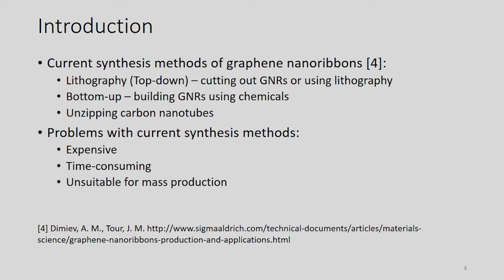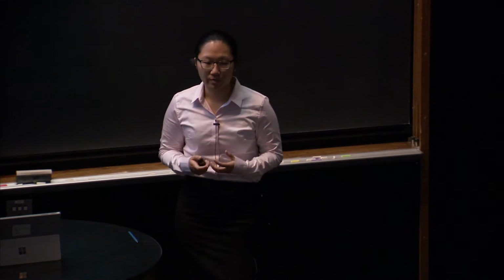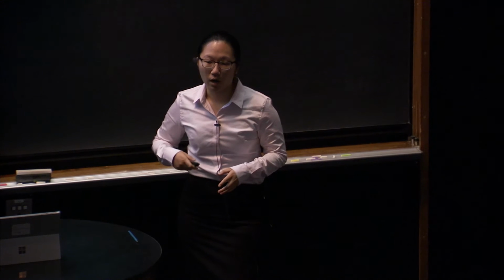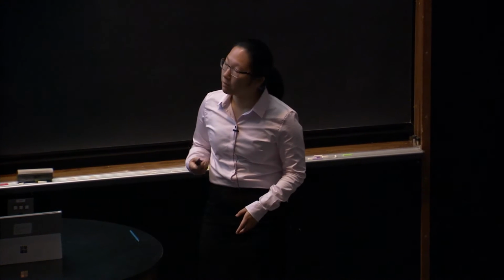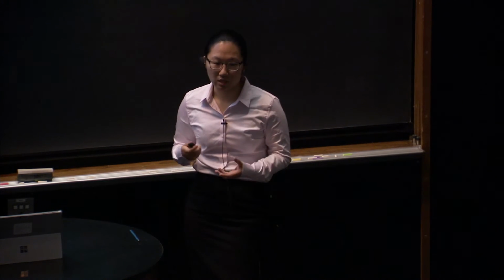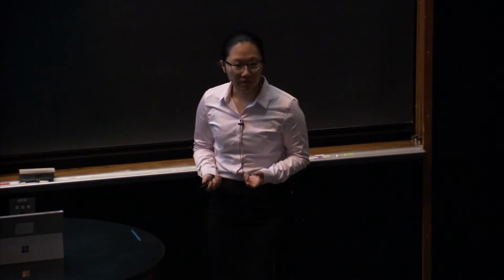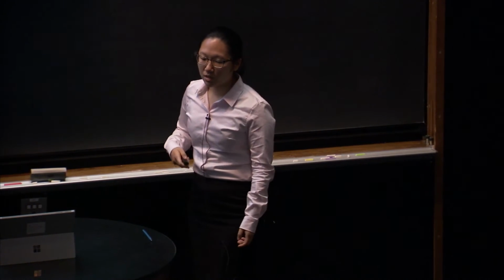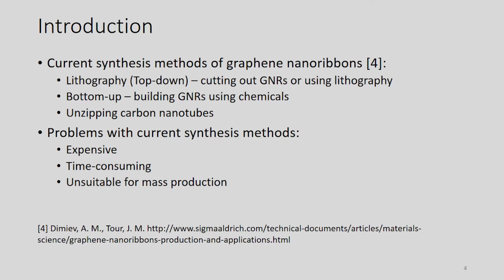Some current synthesis methods are lithography or top-down. This involves cutting out graphene nanoribbons from a sheet of graphene or using lithography. Bottom-up synthesis, which essentially builds up graphene nanoribbons molecule by molecule using chemicals, and unzipping carbon nanotubes. Some issues with these current synthesis methods are that they are expensive, time-consuming, and unsuitable for mass production.